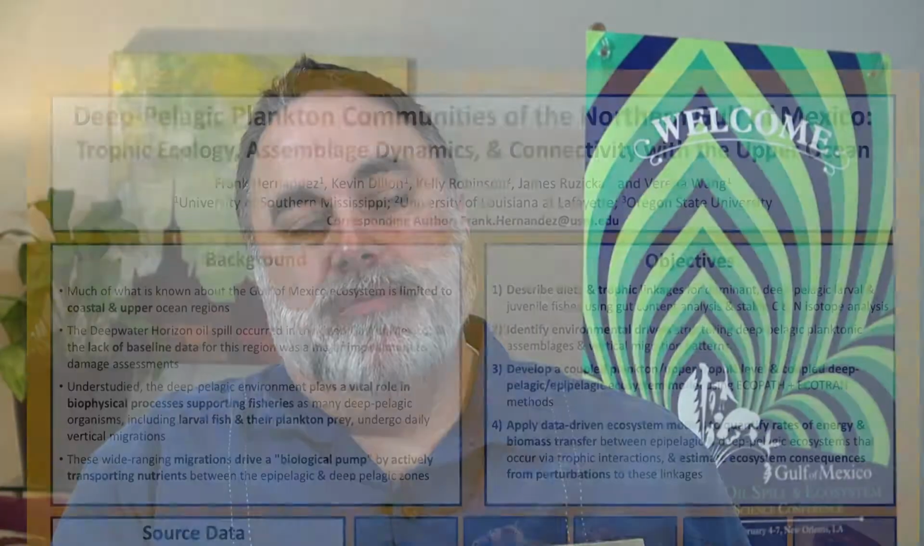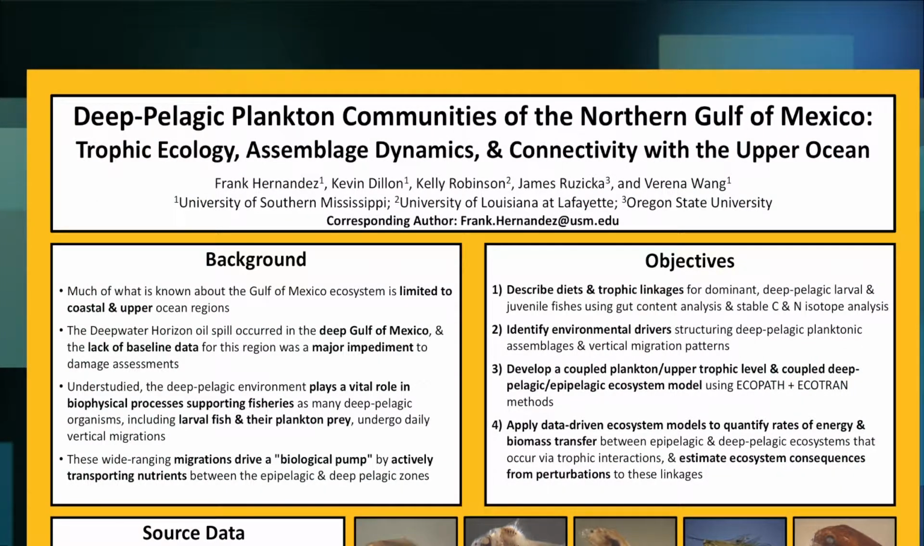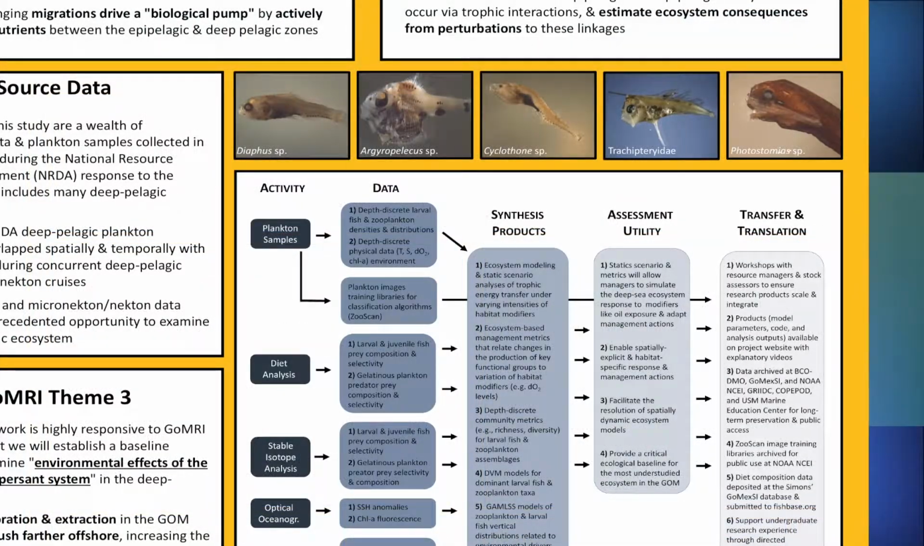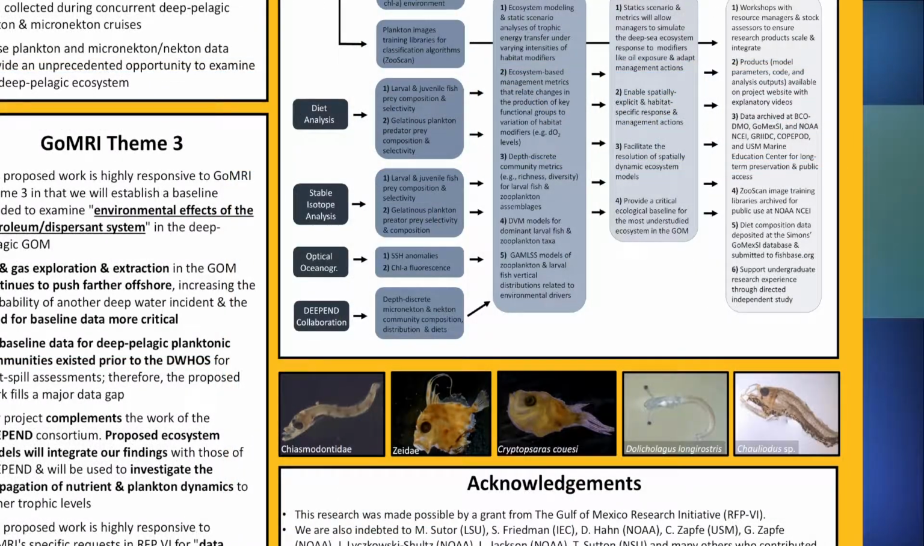Okay, so one thing we're doing is we're interested in deep pelagic fishes, and specifically the larvae of those fishes and the zooplankton, which are their prey. And one thing we learned from Deepwater Horizon is that we know very little about the deep ocean. Most of our knowledge is on coastal oceans and upper oceans, whereas over 90% of the Gulf of Mexico is below 200 meters.